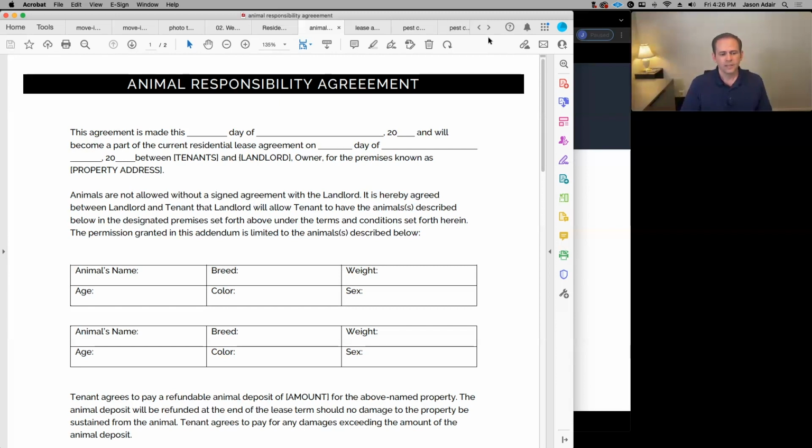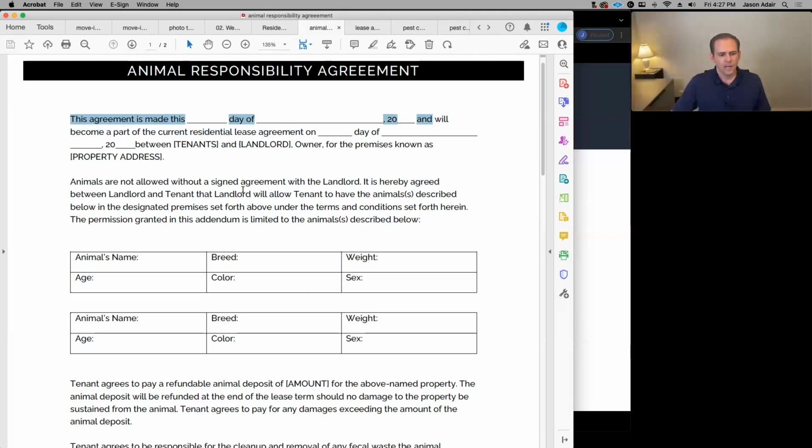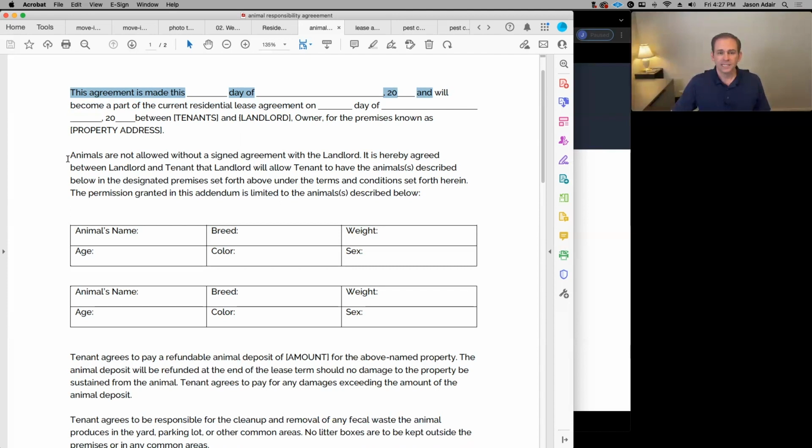So what this agreement does is it encompasses all of them. Right at the top, it goes into the term of the agreement, when it's made, and who it's made between, tenant and landlord name. Again, it reinforces what is stated in the lease: animals are not allowed without a signed agreement. I think this is more for adding future animals. It's reinforcing that if you're going to have an animal, there's a process we go through here.